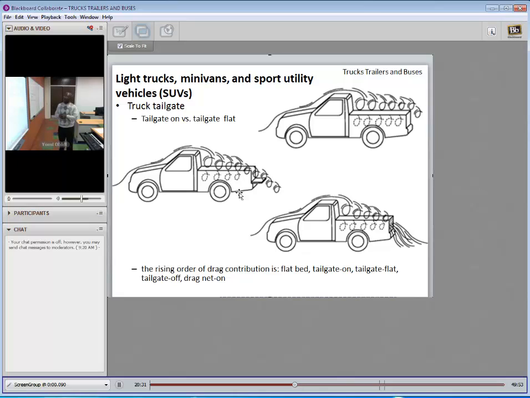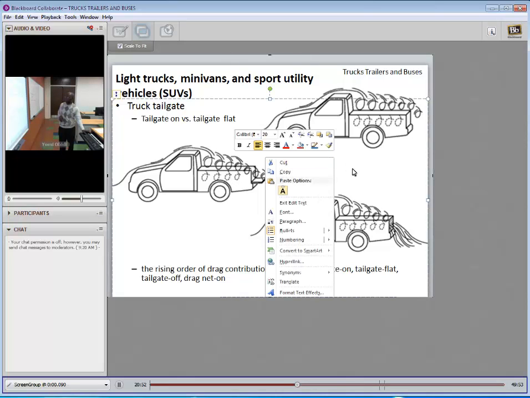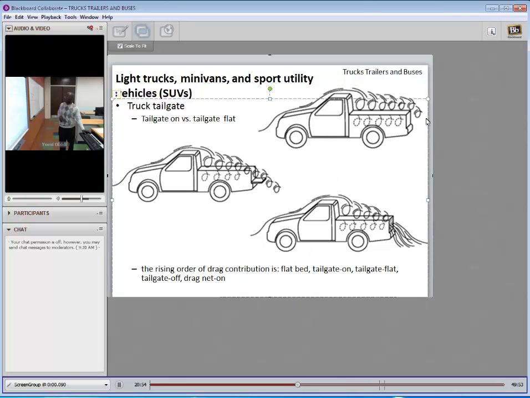Then we have a case when there's the drag net that's put there. This is the drag net. Tests have shown that the drag net actually increases the drag more than here, and certainly more than there. So the drag net has not been an aerodynamically beneficial device at all.